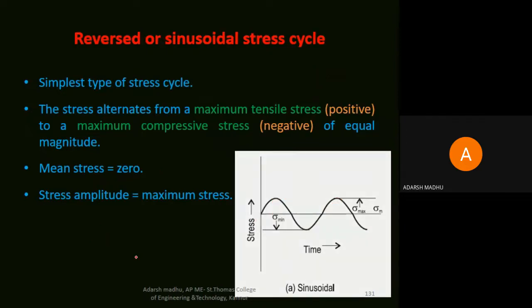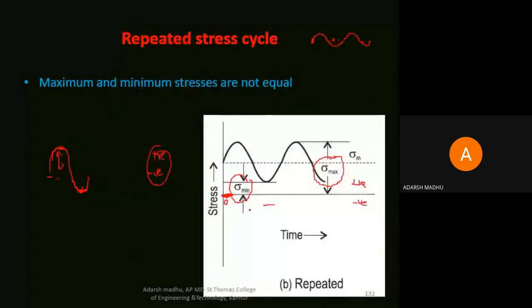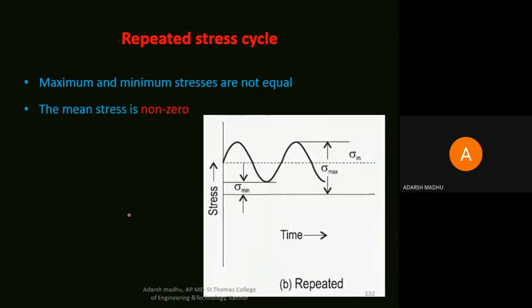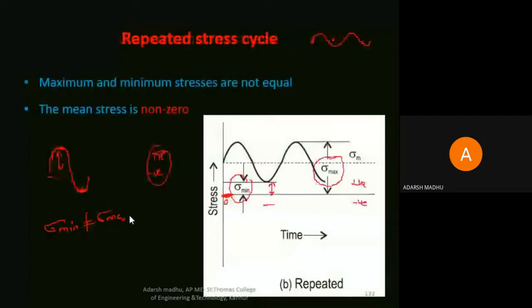In this repeated stress cycle, we can see sigma minimum measured from this axis is a very small value, and sigma maximum is a very high value. So we can say sigma minimum is not equal to sigma maximum, and also that the mean stress value is non-zero. That is the main difference between the sinusoidal or normal type of stress cycle and the repeated stress cycle.